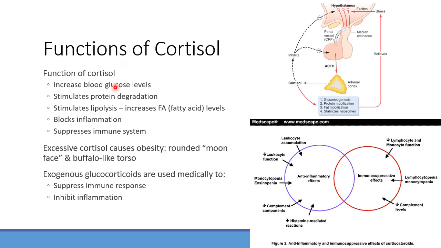But some of the effects you're going to see here, certainly you'll have increased levels of blood glucose. It should rise in response to that. You're going to have protein degradation. This can be really bad if you have someone who's chronically stressed, because they have muscle wasting that occurs. That can lead to less muscle mass, less strength, less mobility. That can be a really bad thing with a chronically high cortisol level.